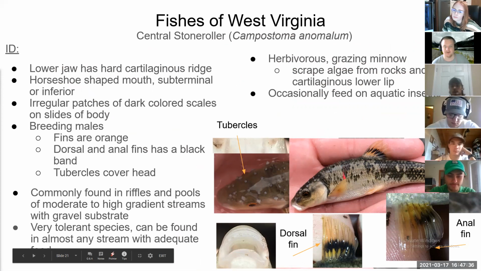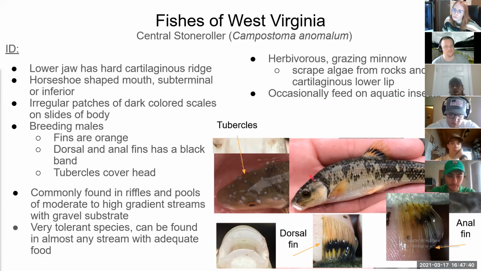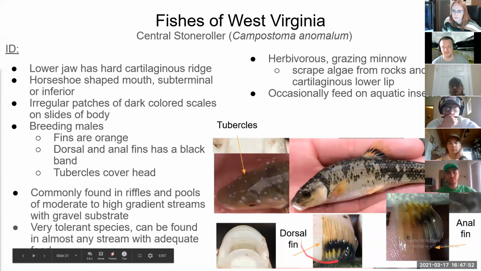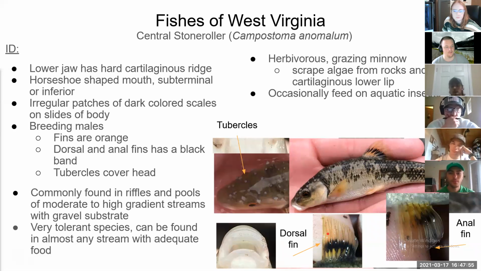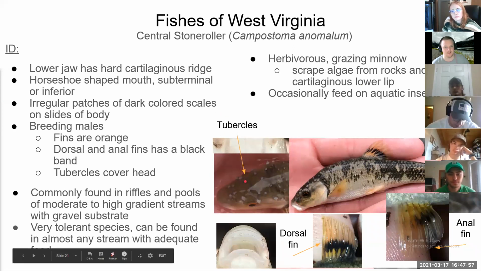And then it has these irregular patches of dark scales along its side. For breeding males only, and this is quite distinctive, it has these bright orange fins with a black line on the dorsal and anal fin. I blew that up here for you. The dorsal fin I moved down here. And the breeding male will also have these tubercles on its head.